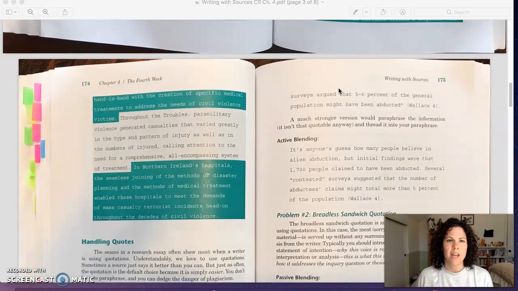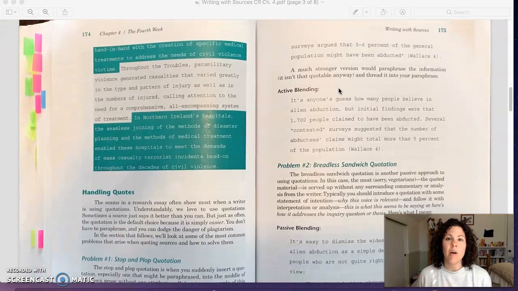So here we have on pages 174 and 175 some helpful hints about handling quotations. I'm going to have you practice this with some of the quotations that you've pulled during your note taking, just so you can start to mesh your ideas with outside sources.